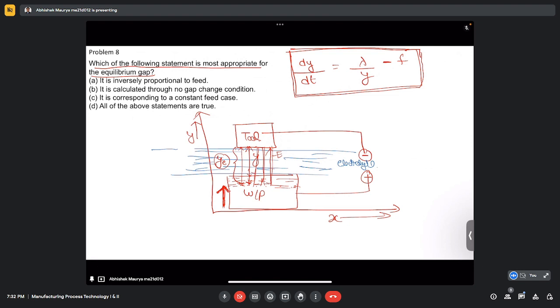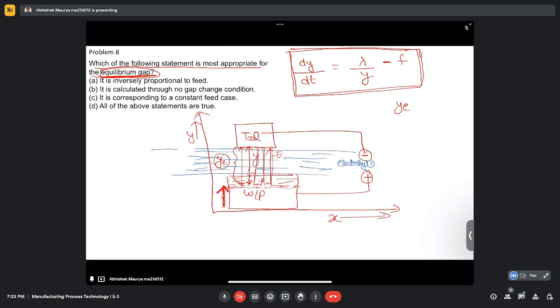So that constant value is called y equilibrium, because we are providing the same feed to the workpiece as the rate at which the gap is decreasing because of the material removal. That gap is called the equilibrium gap, so this term ye. Now let's solve this equation for that condition.